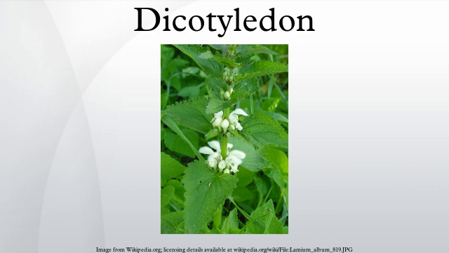In the Dahlgren and the Thorne systems, the subclass name Magnoliidae was used for the dicotyledons. This is also the case in some of the systems derived from the Cronquist system. For each system, only the superorders are listed.